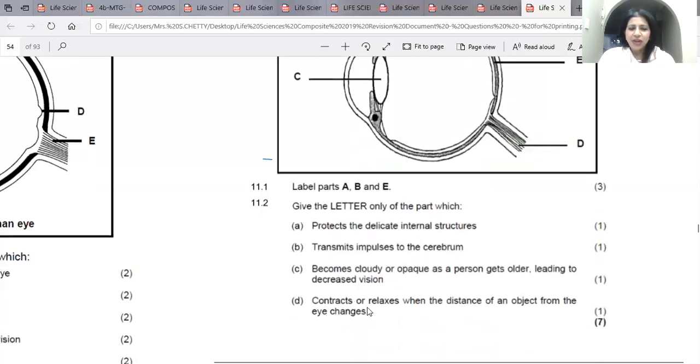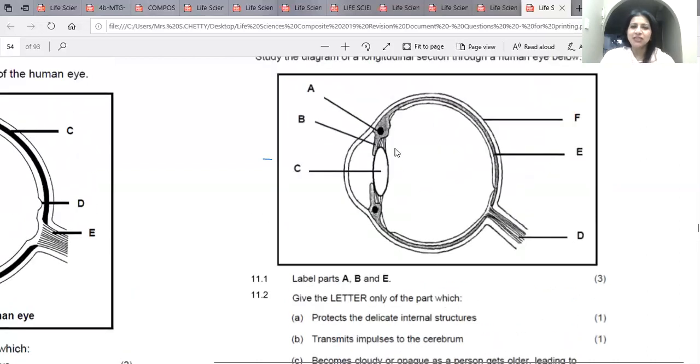Which one contracts or relaxes when the distance of an object from the eye changes? Of course, it's your ciliary muscles. Remember, for near vision, your ciliary muscles contract.